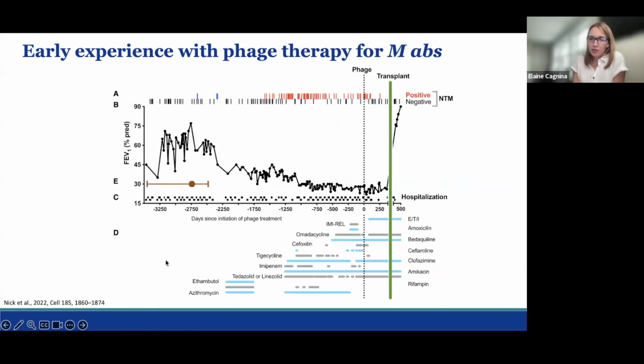And I just think this is a very interesting graph to look at. So this is time on the x-axis here. And so time 0 is when they received the phage treatment, and the green line is when they got a lung transplant. And then you kind of go backwards in time, and on the y-axis is their lung function. And then up here are the NTM cultures. So black is a negative culture, blue is actually a positive culture for MAC, and then red is a positive culture for M. abscessus. And so you can see that they were treated with multiple drugs.